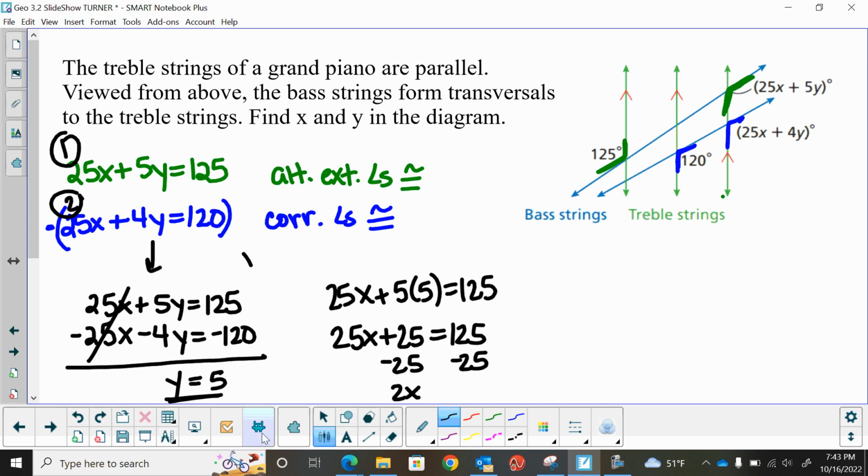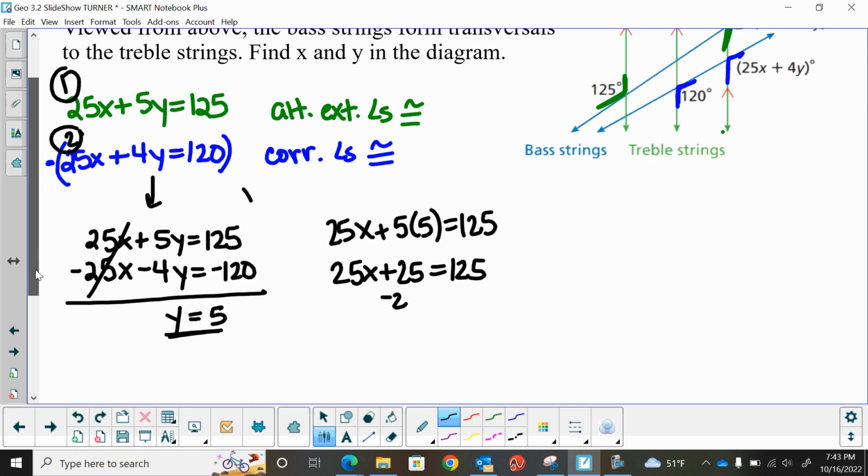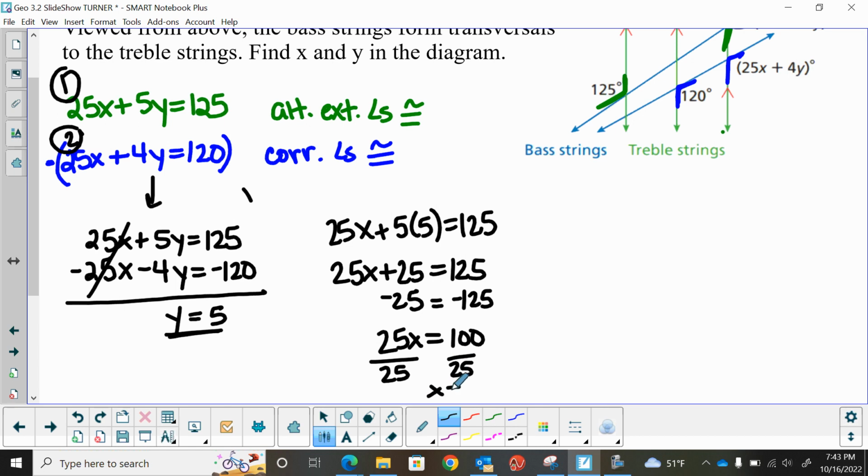Oops. Oh no, I didn't want to erase all that. Let's see. 25x equals 100. Divide both sides by 25, and I get x equals 4. So x equals 4, y equals 5 is my answer.